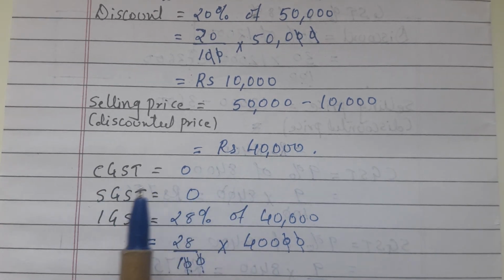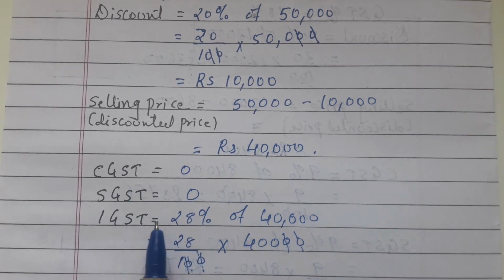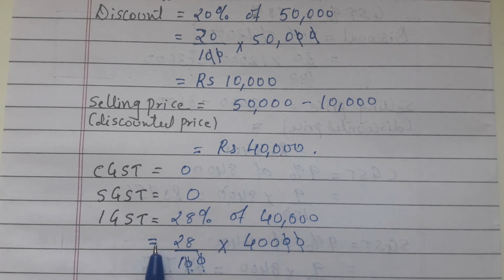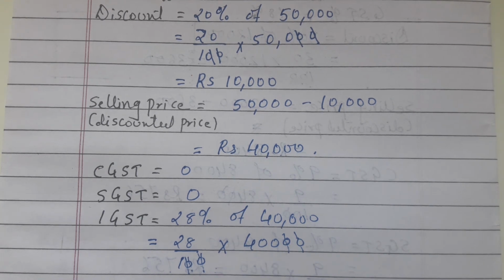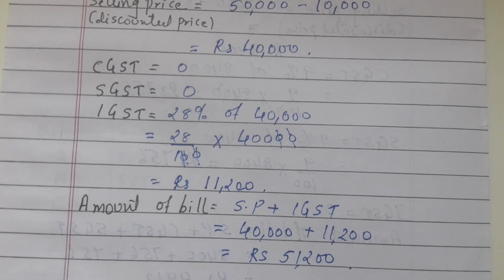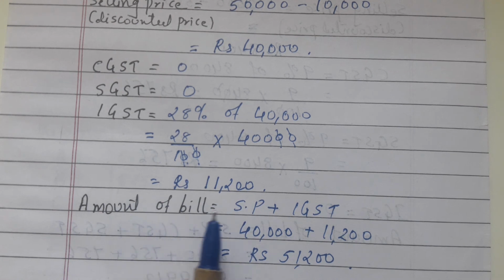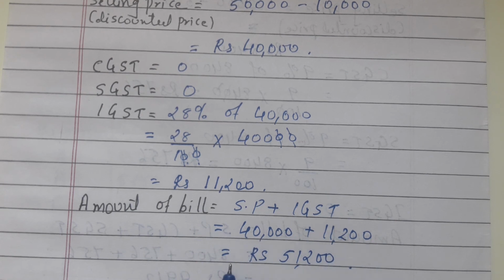CGST 0, SGST 0. IGST, because it is interstate, is 28% of 40,000, that is 28 upon 100 into 40,000. 28 into 400 is 11,200. Amount of bill: selling price plus IGST, 40,000 plus 11,200, which equals 51,200.